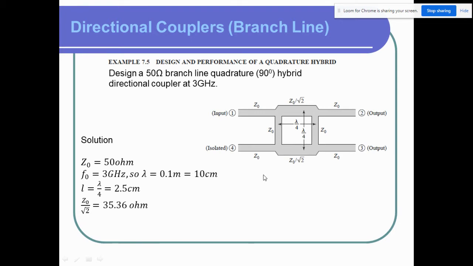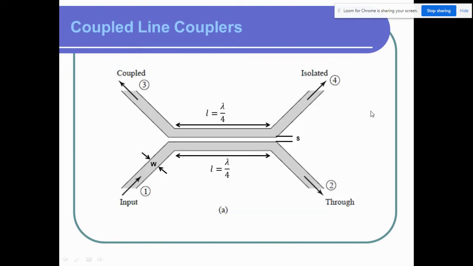So this is the branch line coupler is done. And then we move on with the coupled line coupler, where the coupled line coupler somehow looks like this, which has 4 different ports.